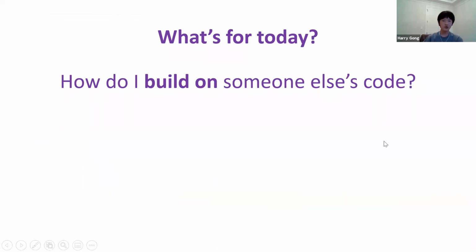So today we're going to continue reviewing the code that we didn't finish off last week. We're going to look at how we build on someone else's code, how we make additions to someone else's code, as our main focus for today. So this will need us to first have an understanding of how the code works before we can make changes to it.